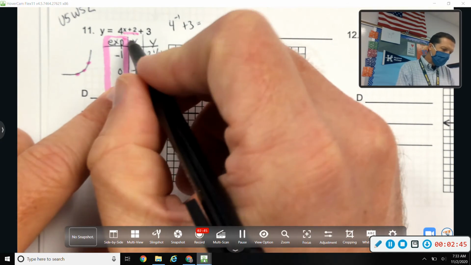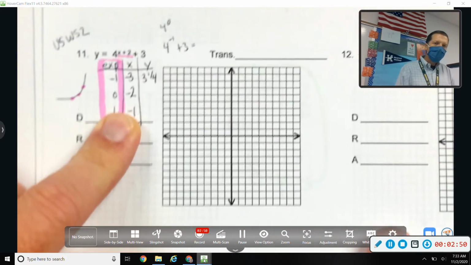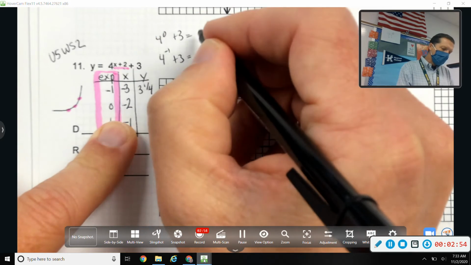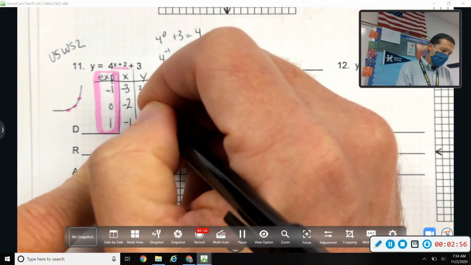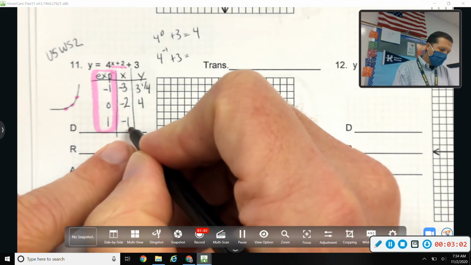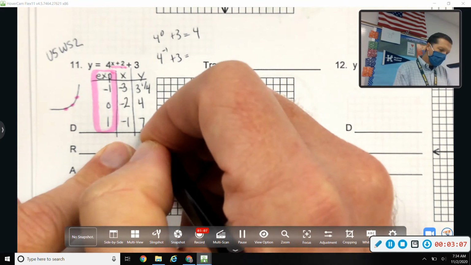Plug in -2, I get 0 for the exponent. So that's 4 to the 0 plus 3. But anything to the 0 is 1. So 1 plus 3 is 4. Then if I plug in -1, I get 4 to the first, which is 4, plus 3 is 7.